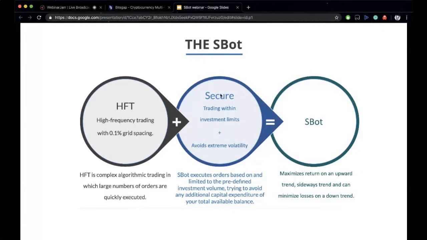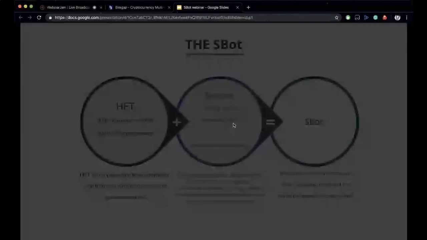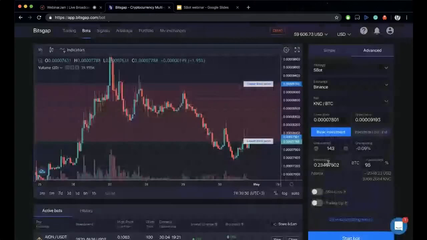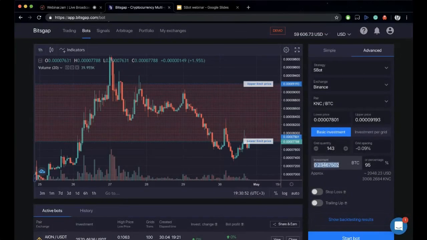The second feature of the ASBot is that it's secure. It's secure in a way that it is designed to trade within the investment limit, avoiding extreme volatility cases. And I have some real-life examples to demonstrate to you. So just keep up with me. The ASBot executes orders based on and limited to the predefined investment volume. So the investment volume here is this investment allocation. All right.